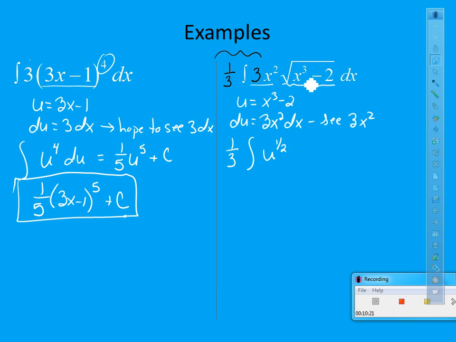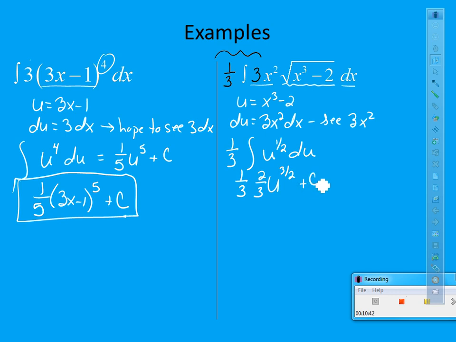The 3x squared dx becomes du. I will show you the importance of that 1/3 here in a heartbeat. So now, let me go get this antiderivative then. I'm going to add 1. I'm going to multiply by the reciprocal, and I still have that 1/3 out here. And I still got my plus c.